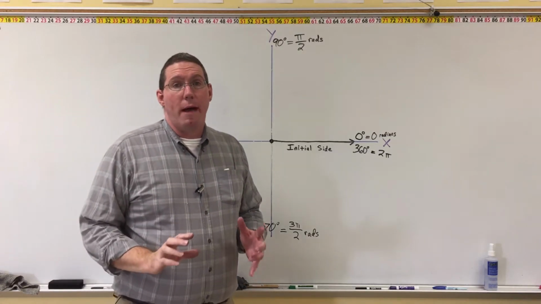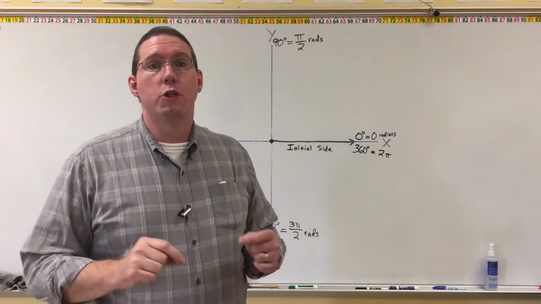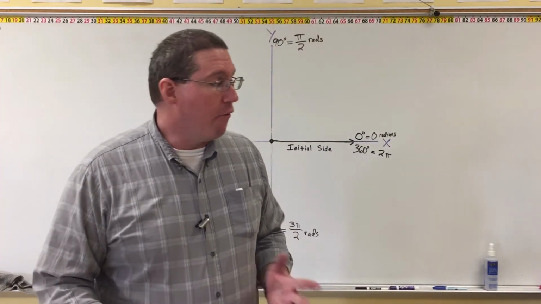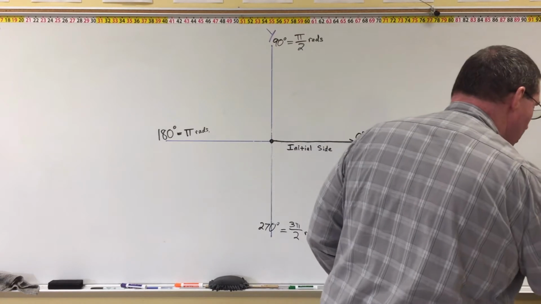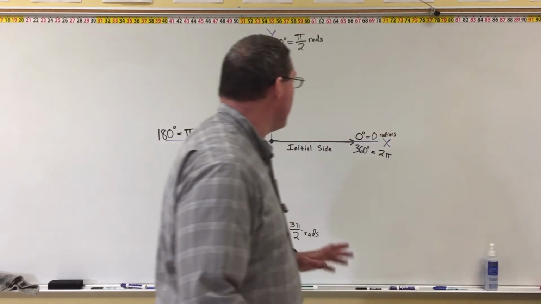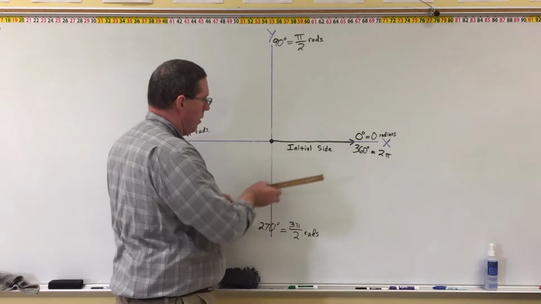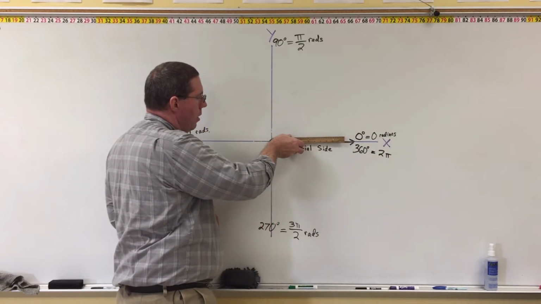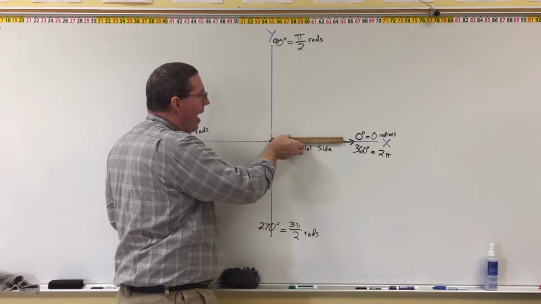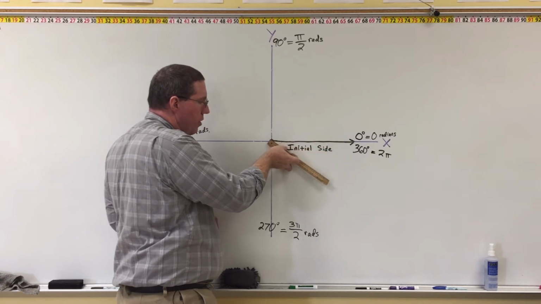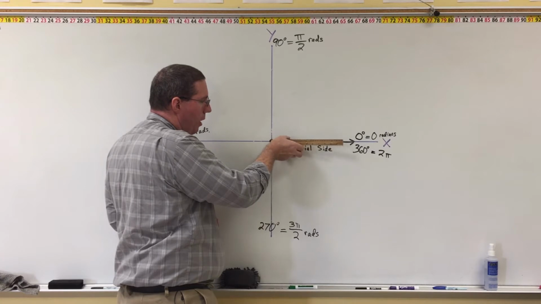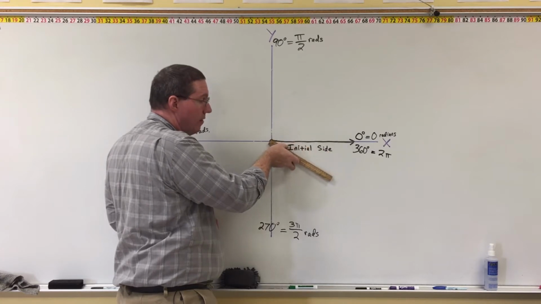All right, so what we're going to talk about in this lesson are coterminal angles. Now, before I can explain coterminal angles to you, I have to explain first the idea that the terminal side of an angle, from the initial side, can actually be negative. It can go down this way instead of going up this way. And when it does that, it becomes a negative angle.